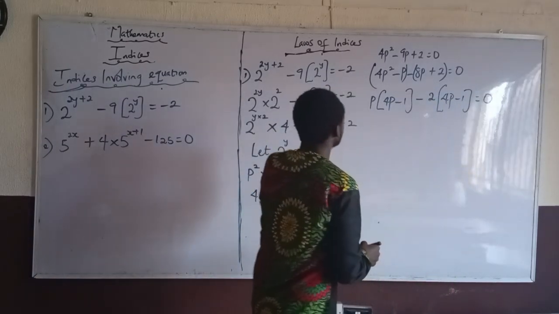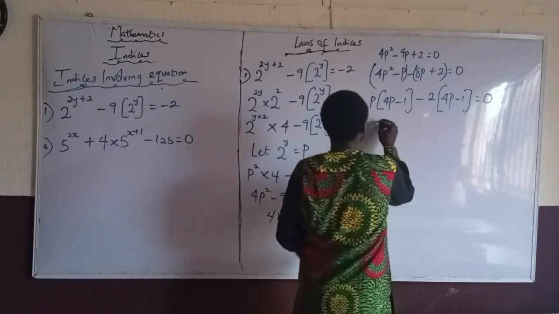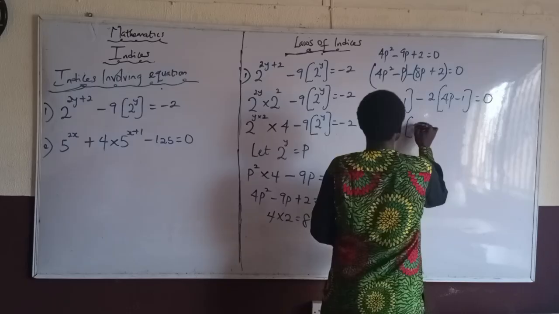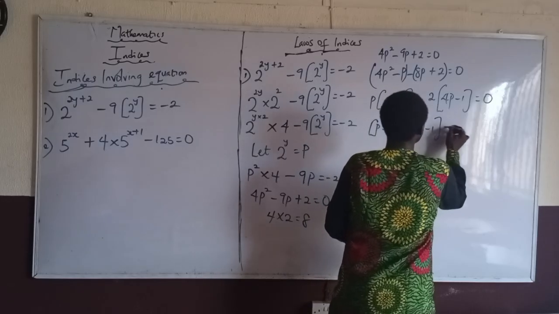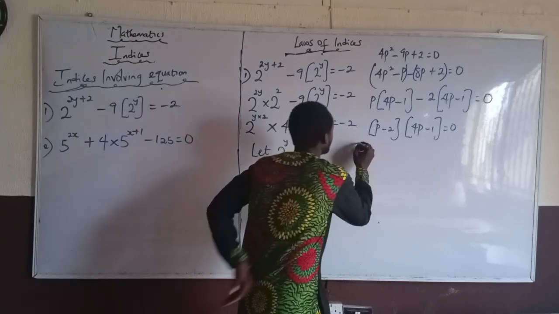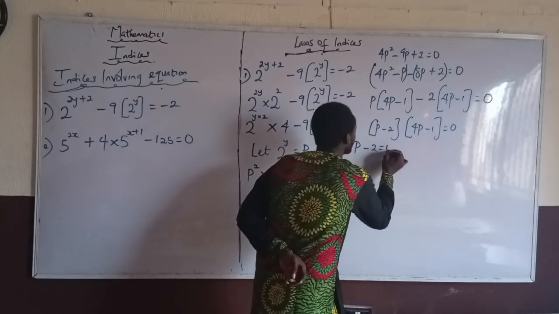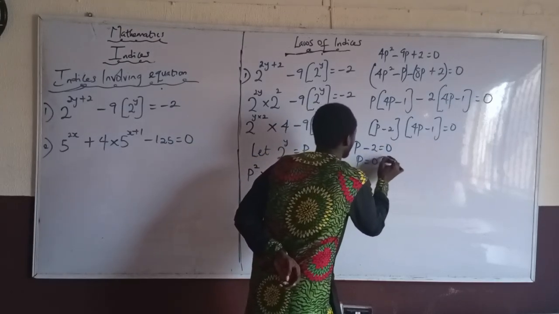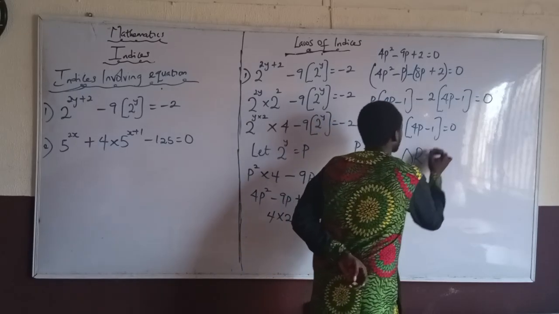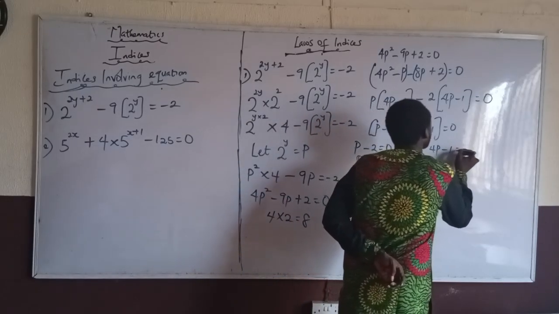So the ones hanging outside, put them in one bracket, and the one in brackets, pick one. So here becomes p minus 2 equals 0. p becomes 0 plus 2. p becomes 2. Or 4p minus 1 equals 0.